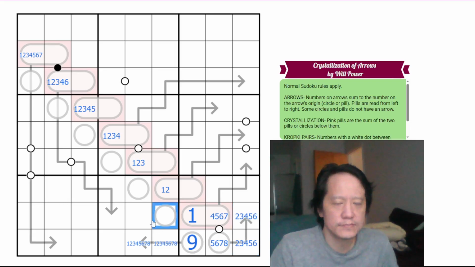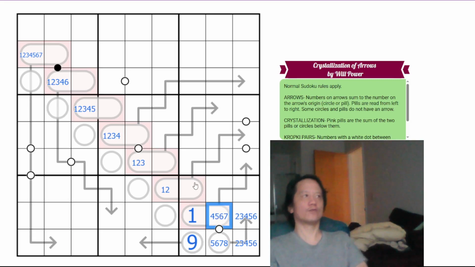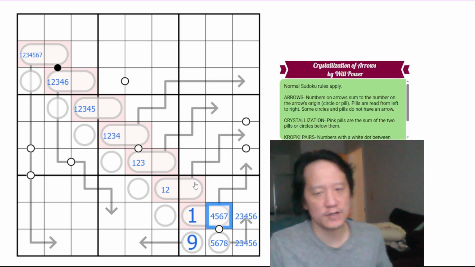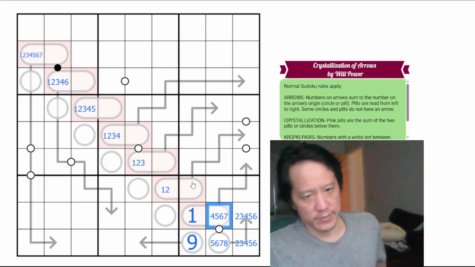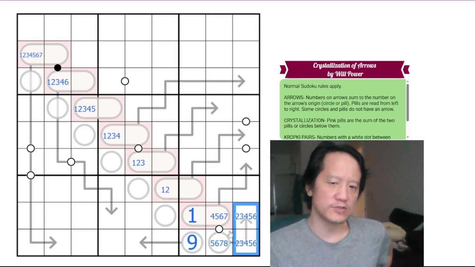Okay, this is not helpful. If this is 5, this is 2, 3, and this is 4. Does that work for the rest of the stuff, right? Maybe. 2, 3, 4, and this is 5, this is 2, 3, this is 4.